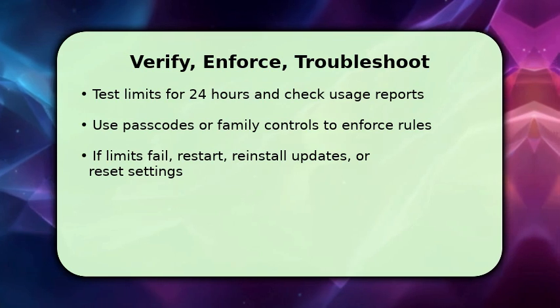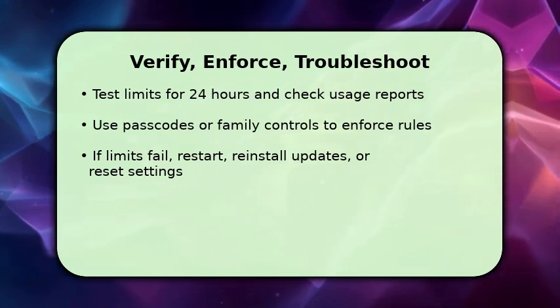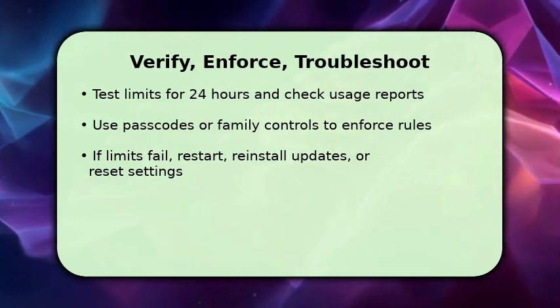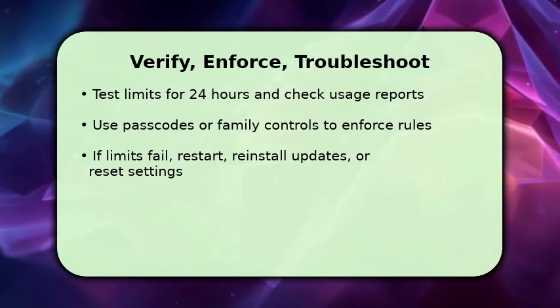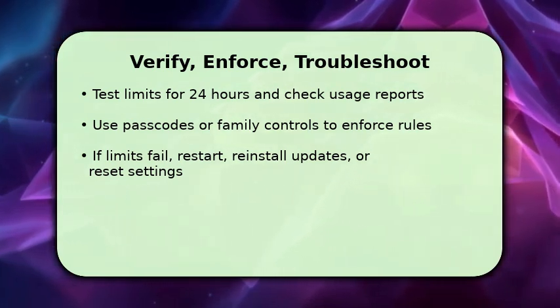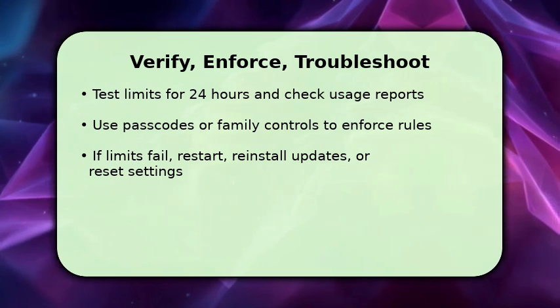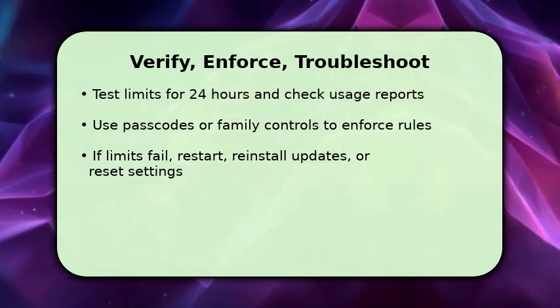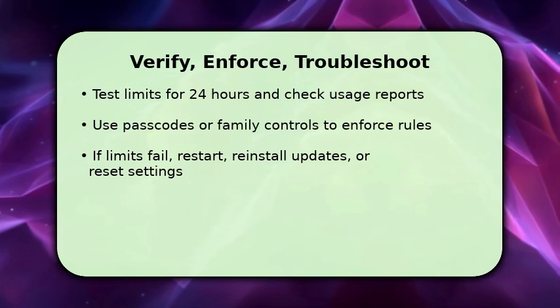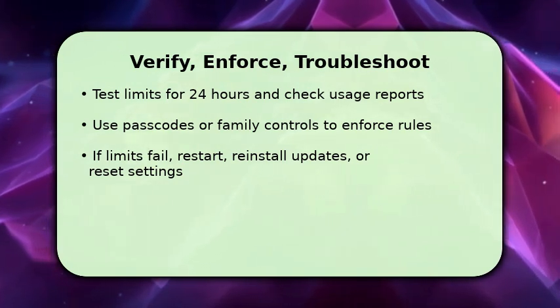If you need accountability, set or change a screen time passcode or enable family controls so rules can't be bypassed. If limits don't work, restart the phone, install pending updates, and as a last resort, reset screen time or digital well-being settings. This usually resolves persistent bugs.